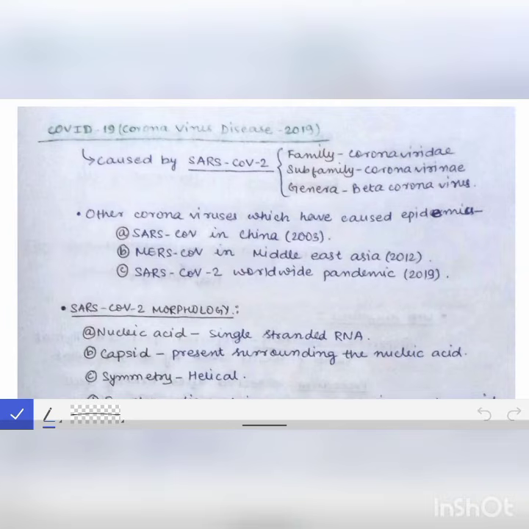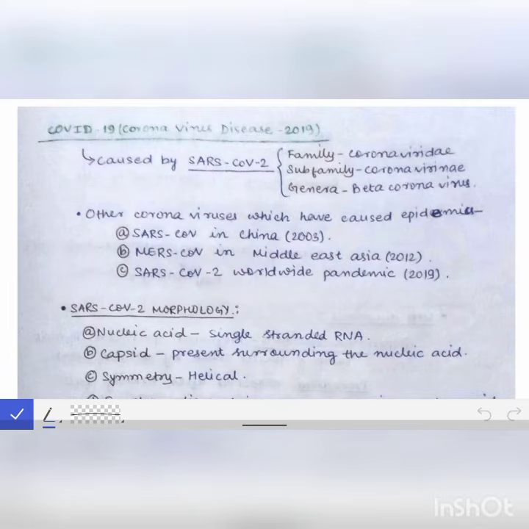So now we will read about COVID-19, that is coronavirus disease 2019, that has recently emerged and is still ongoing. This COVID-19 appeared in the Wuhan city of China in the terminal stages of 2019, and from then it is continuing till now.